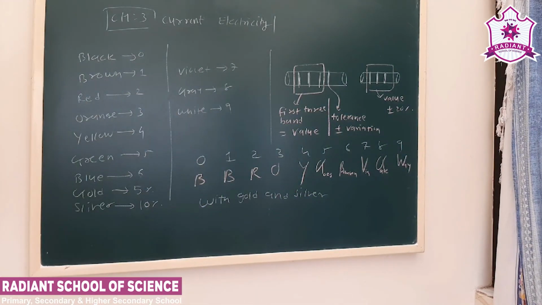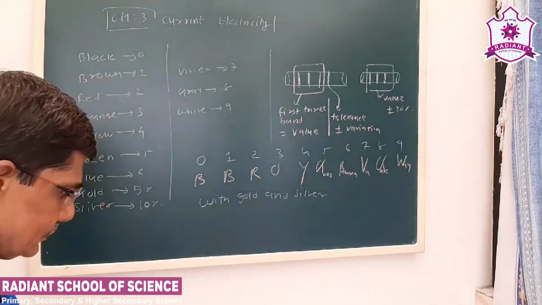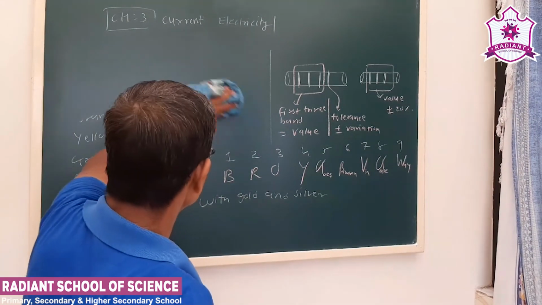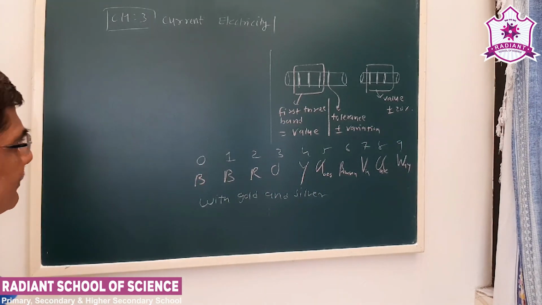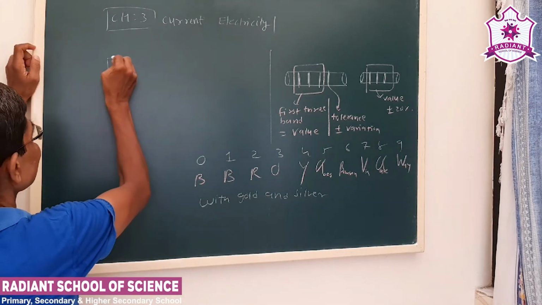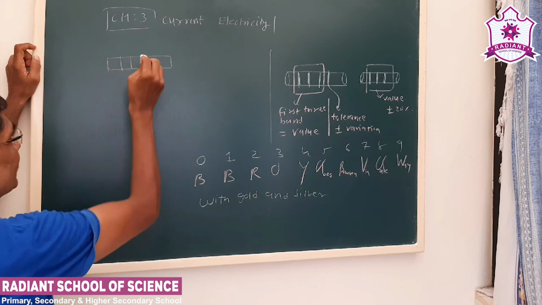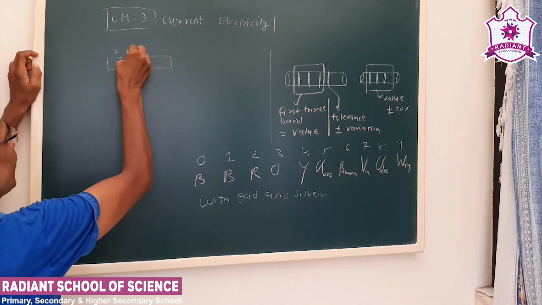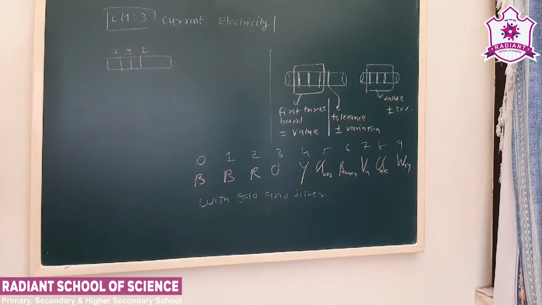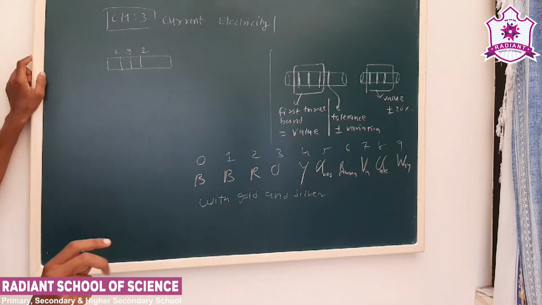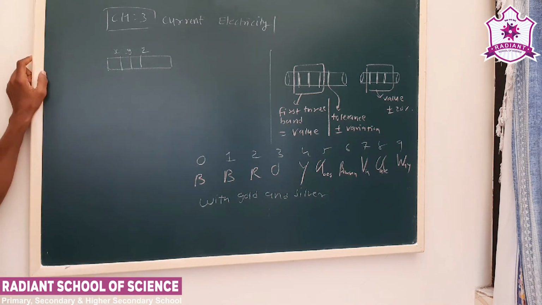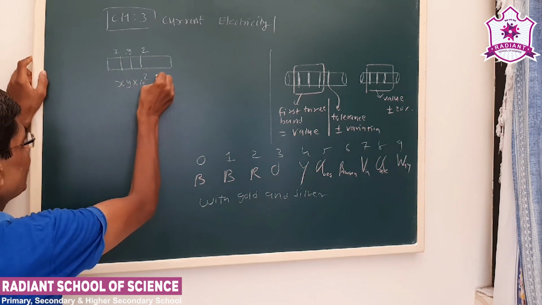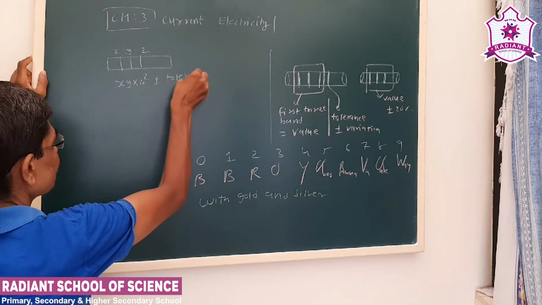Now by using this, let us determine the value of the resistance. Okay, now we have made a simple formula. See, there are 3 bands. Let us say the first we call X, the second is Y, and the third is Z. So we try to make it simple by using the formula. It is simply XY into 10 to the power Z, plus or minus tolerance.